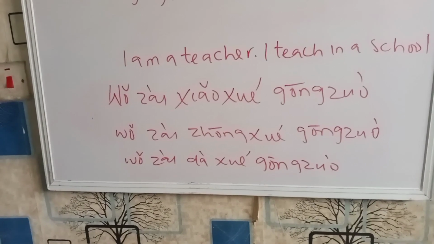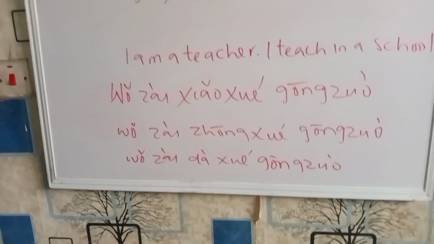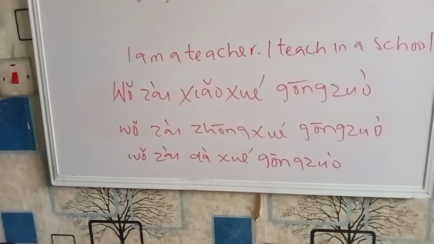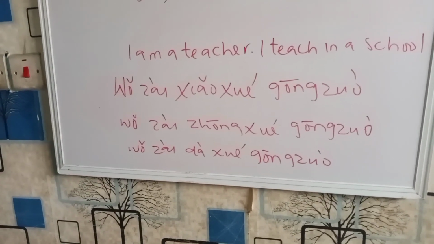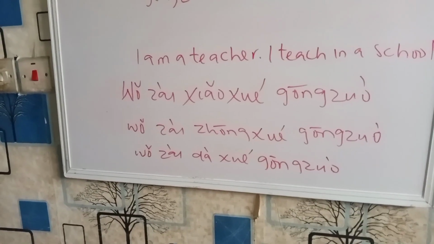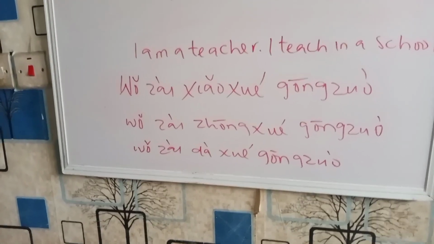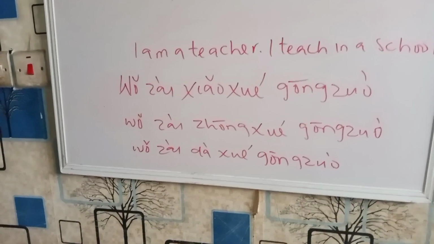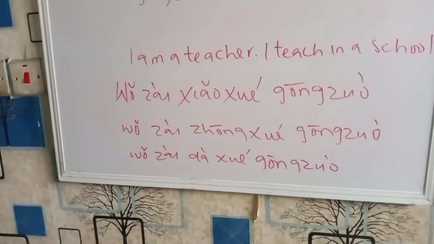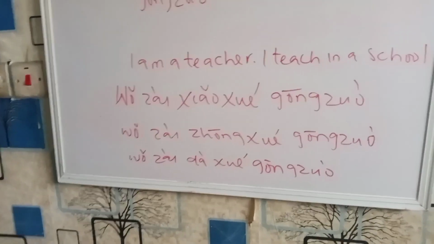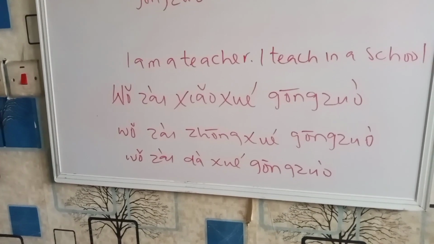我在中学工作. This zhong is the same zhong you have in Zhongguo, which is China. Zhong means middle, so it's like middle school. 我在大学工作 means I work in a university. 大学 is university. 大 means big. Do you understand it now? 大 means big. So big school, that's university. Middle school, secondary school. 小学, small school, that's primary school.